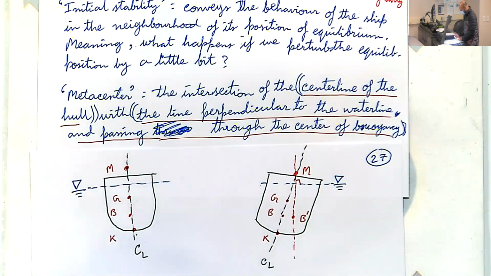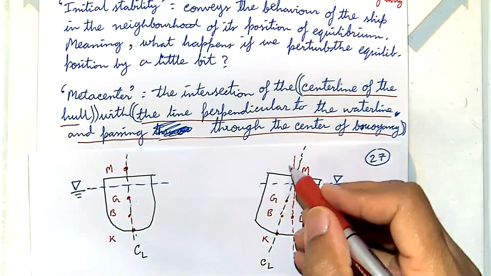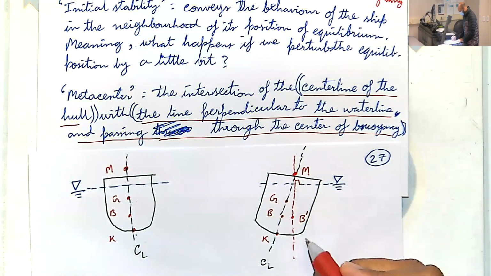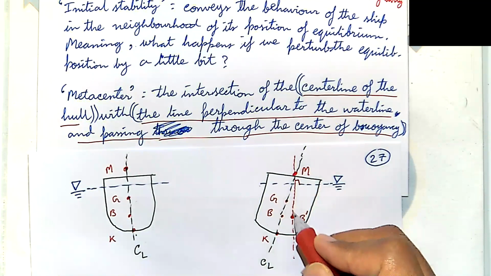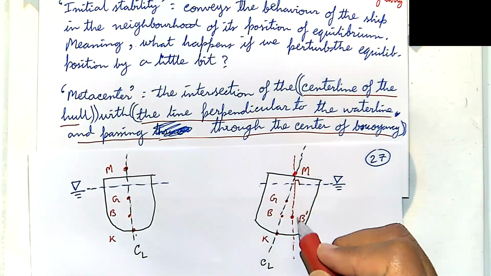So by definition, the metacenter is always directly above the center of buoyancy. The center of buoyancy moves a bit, but the metacenter will always be perpendicular, vertically above.